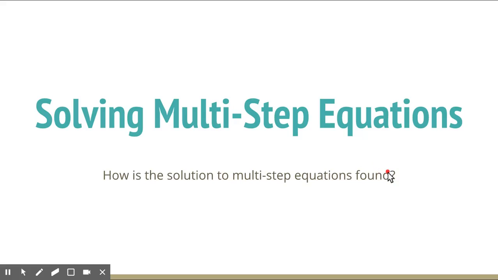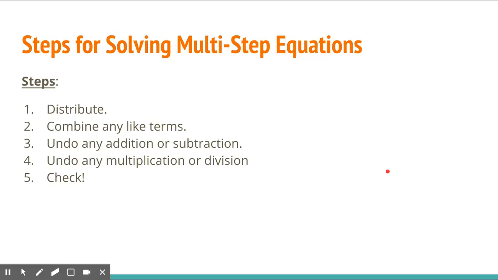Now let's go through four different types of multi-step equation problems that are a little bit more advanced that you might see on your homework this week. Now there are five steps. First, you need to distribute, then combine any like terms, then undo any addition or subtraction, then undo any multiplication or division, and finally, always check your answer.